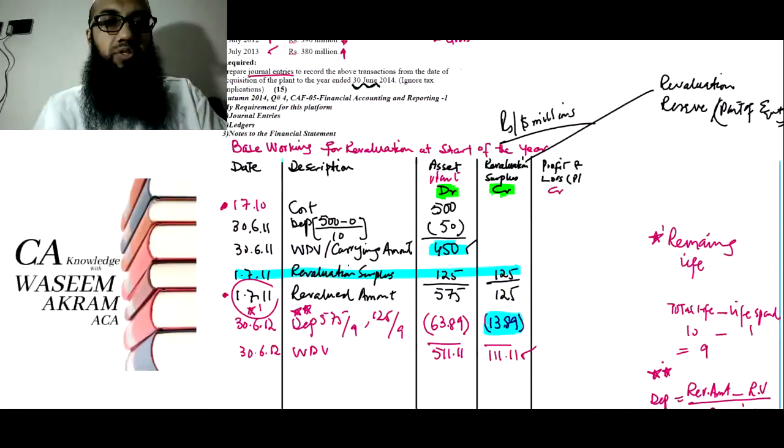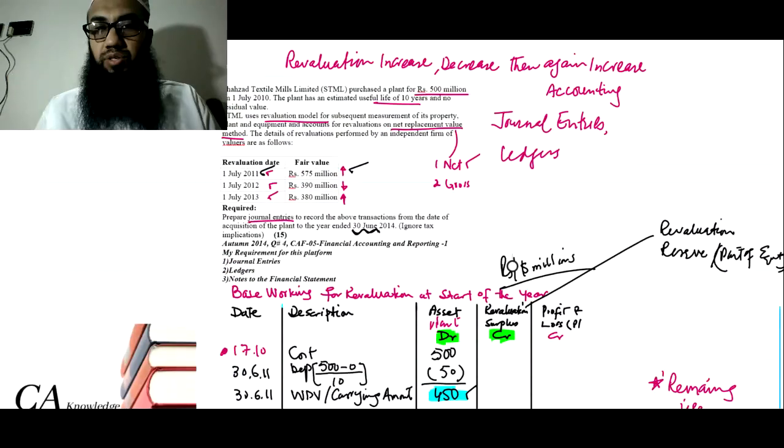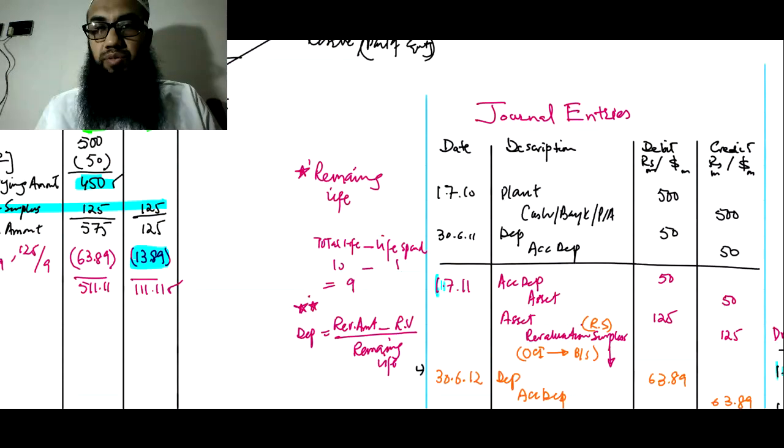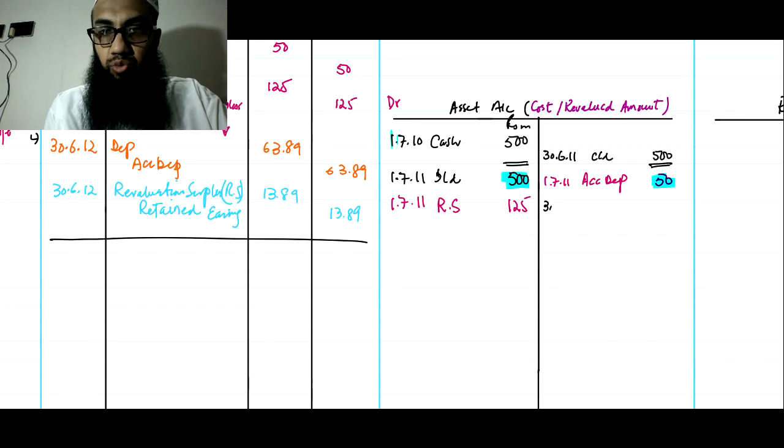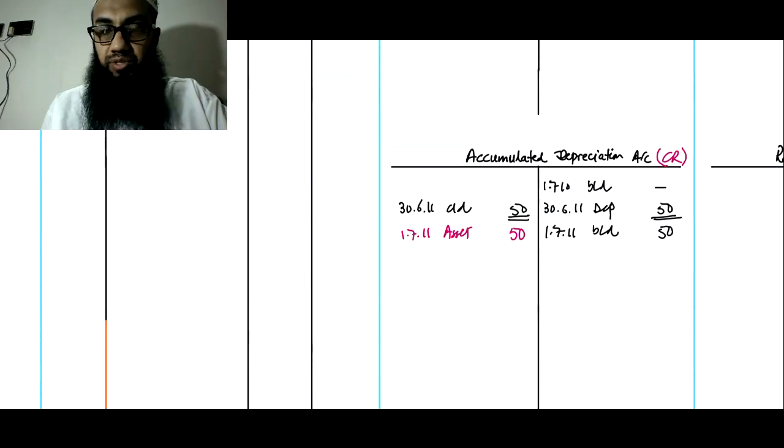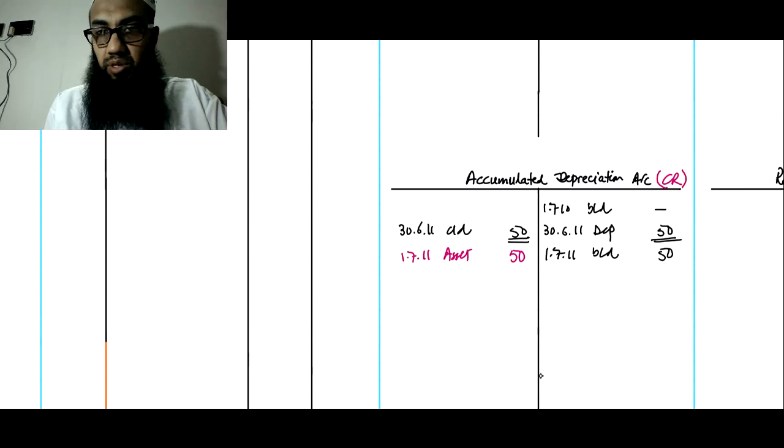Next, the transaction in the ledger. This ledger has no other entry, so the 30th June 12 balance carried down is 575. On next year, 1st July 12, the brought down balance is also 575. Next account, this has balance at this time nil.